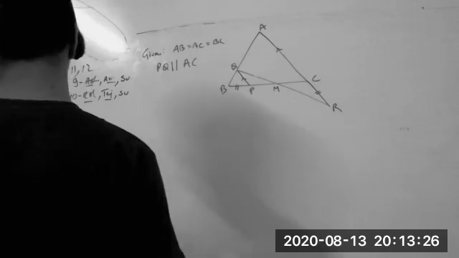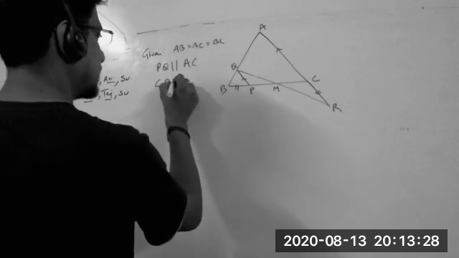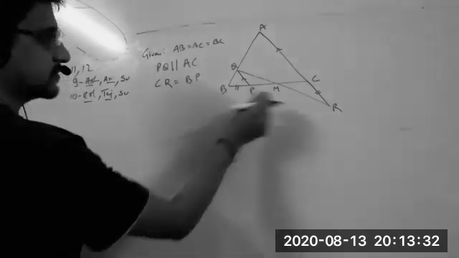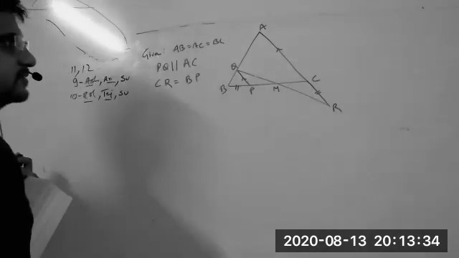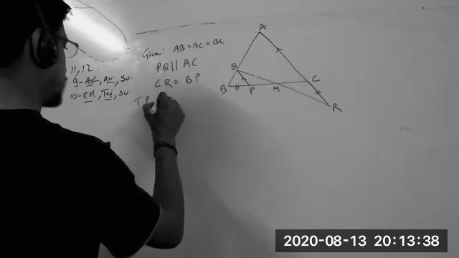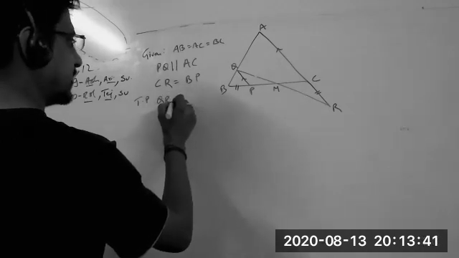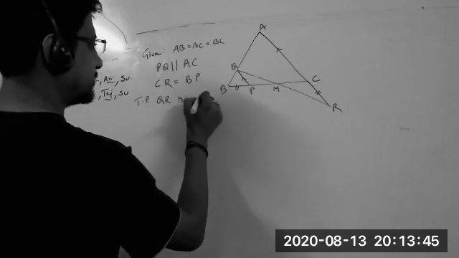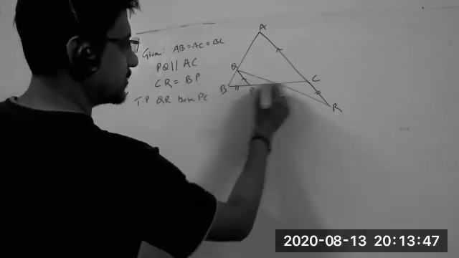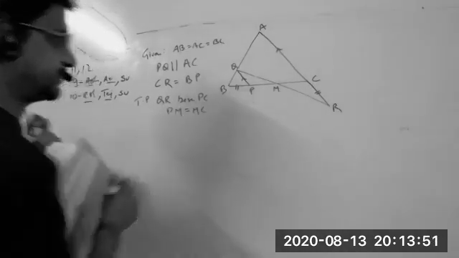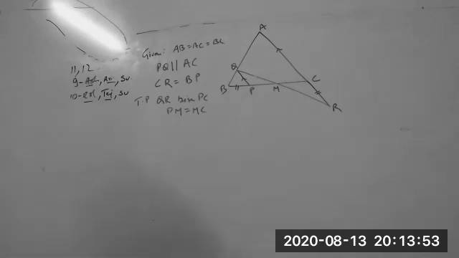So CR is equal to BP. Okay, CR is equal to BP, given. Now to prove QR bisects PC. QR bisects PC. That means you have to prove PM is equal to MC. Correct? Okay.